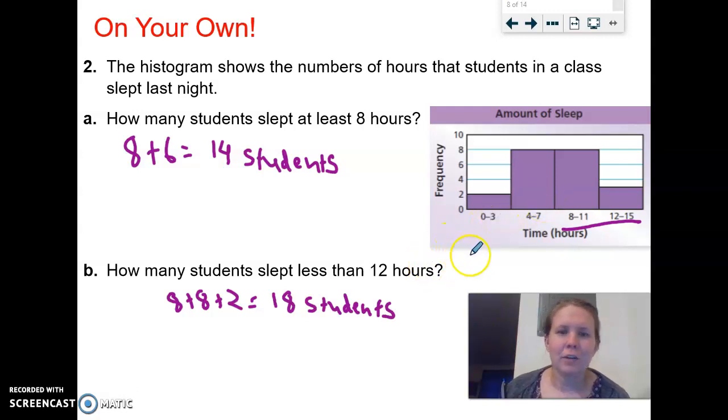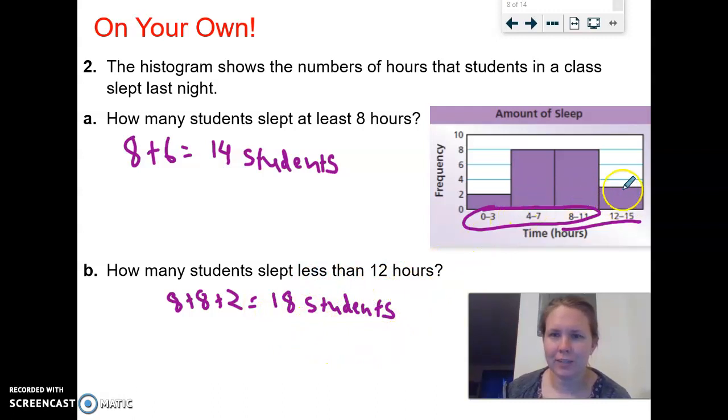But if I wanted less than 12 hours, then I'm looking at these 3 data ranges. From 8 to 11 hours, there's 8 people. From 4 to 7, there's also 8. And from 0 to 3, there was 2. So I'm just adding them all up, and I get 18 students who did not sleep 12 hours.